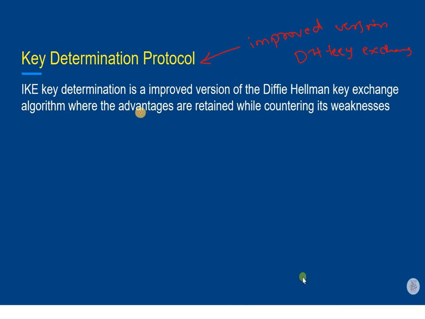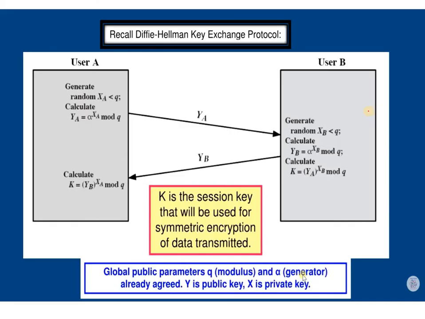Okay, where the advantages are retained while encountering the weaknesses. So the advantage of the Diffie-Hellman key exchange algorithm is already there, plus some weaknesses we have converted into a useful advantage here. Some weaknesses we have taken from the Diffie-Hellman key exchange algorithm, that also we have converted into an advantage.